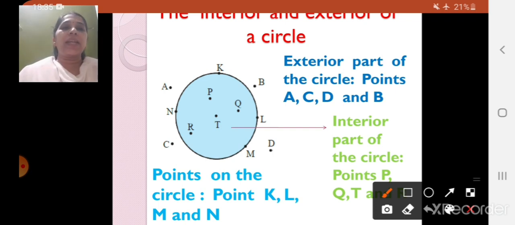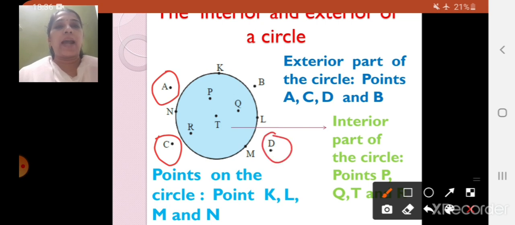So you can see here children, outside the circle which points are there? You can see point A, right? Point C, point D and point B, right? These are the 4 points which are outside the circle, right? Points A, C, D and B. These are the points which are on the exterior part of the circle.